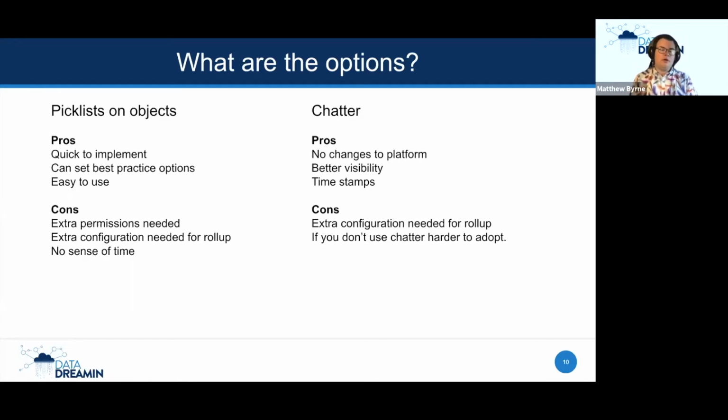We would also have to do some extra configuration for roll-up. For instance, if we were to mark an opportunity as at risk, then technically the account for that opportunity is also at risk. But by marking the opportunity, it's not necessarily going to mark the account straight away as well. So we'd have to do some configuration for the roll-up there.